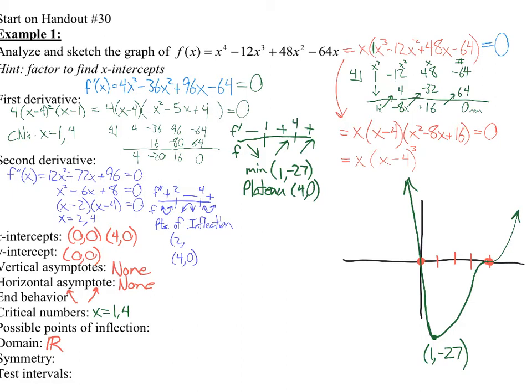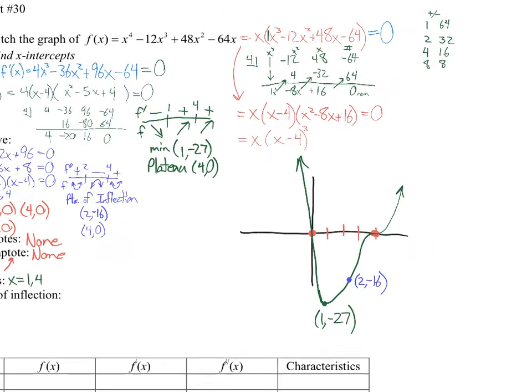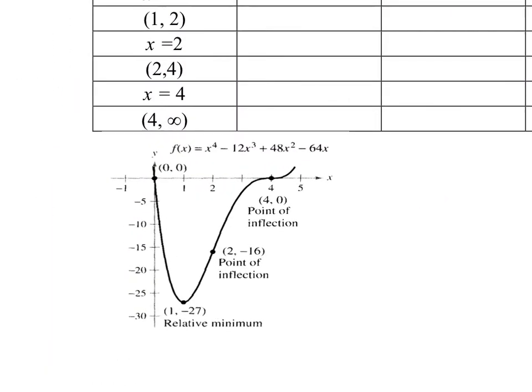Alright, so I know at 2 I'm at negative 16. So that point right there is where our concavity changes. Okay? So that's what our graph looks like. We can confirm that by looking at it down here.